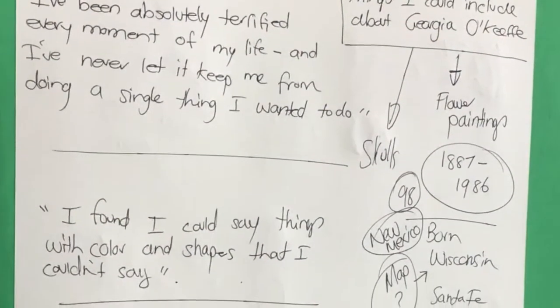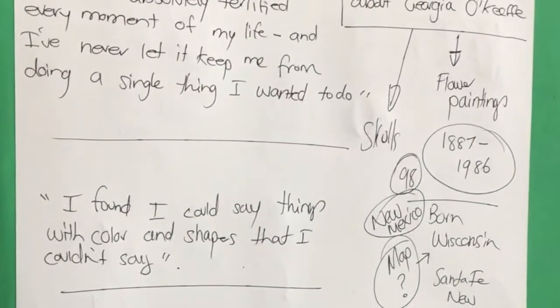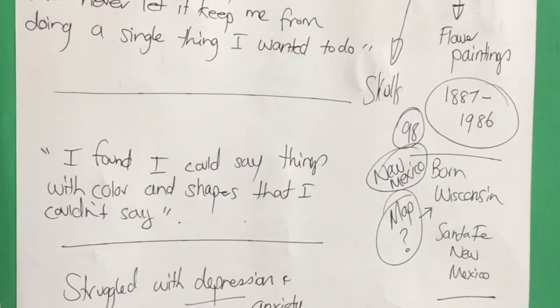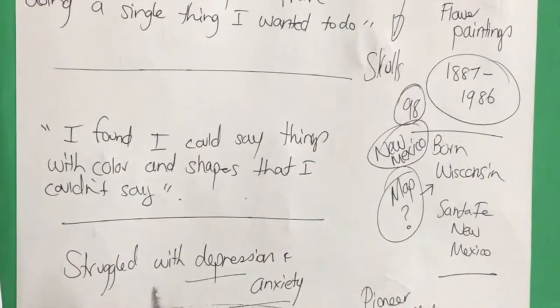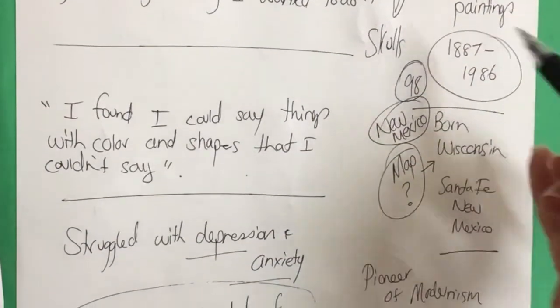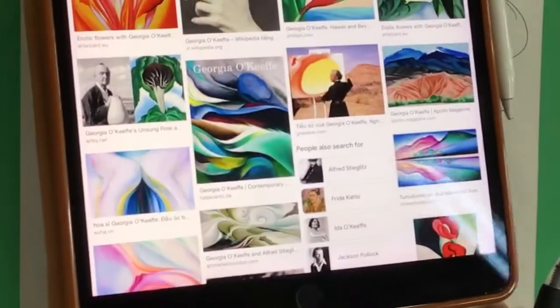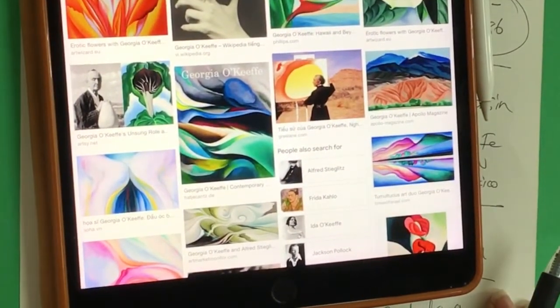I pulled out key things that I thought were interesting, like her struggles with depression and anxiety. She won the Medal of Freedom in 1985. I also was thinking, what else could I include? Because remember, you can include photos in the background, you can include a map.